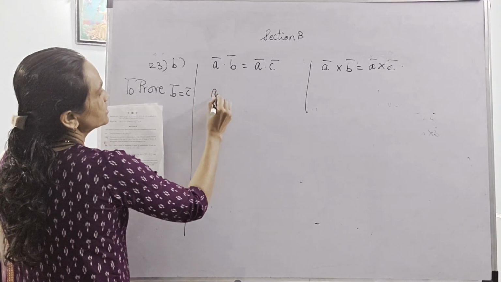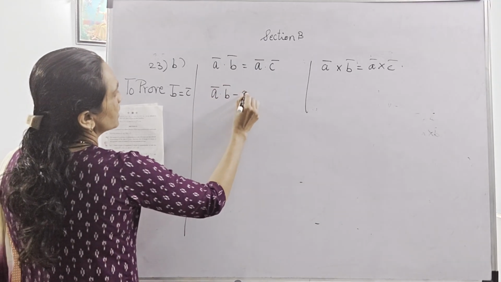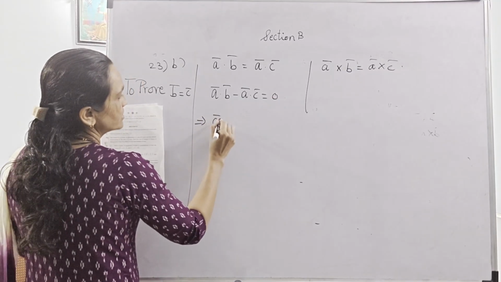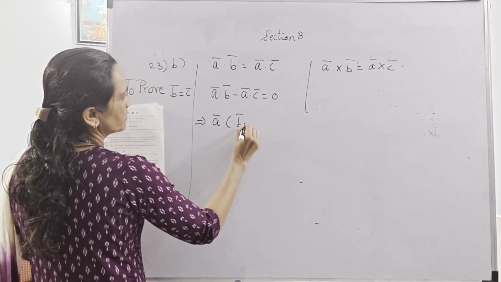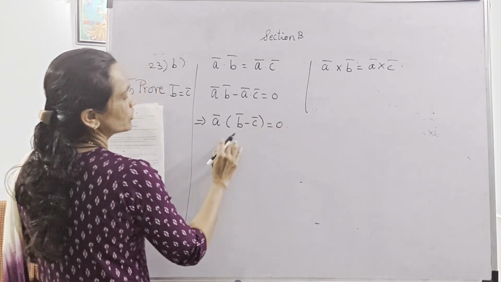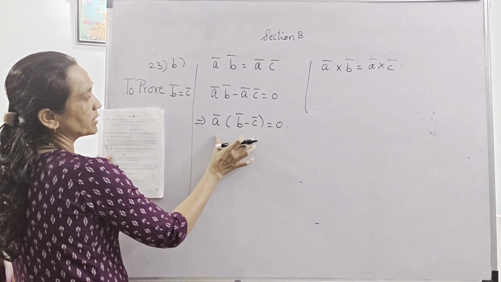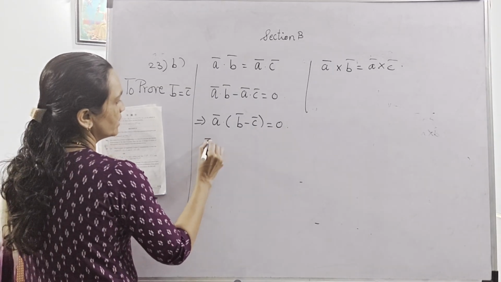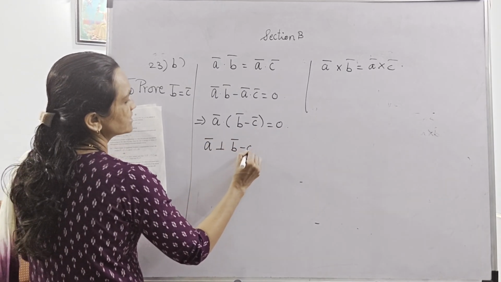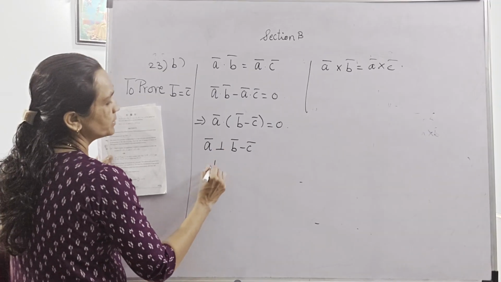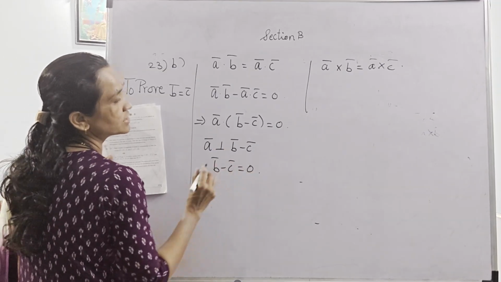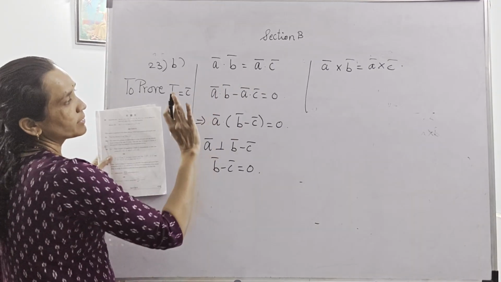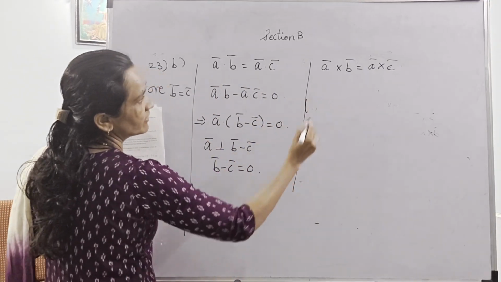Now the first condition: A bar dot B bar minus A bar dot C bar is equal to 0. I will just use the property: when the dot product of two vectors is 0, either they are perpendicular or B bar minus C bar is 0. So A bar is perpendicular to B bar minus C bar is one criterion, or B bar minus C bar is equal to 0. So this is the condition from the first, A bar dot B bar equal to A bar dot C bar. In exactly a similar way I will get this.